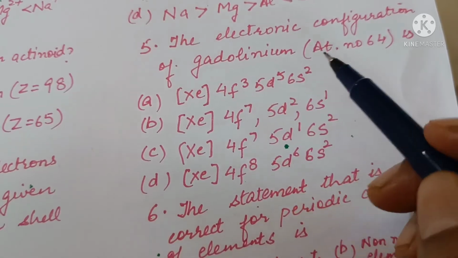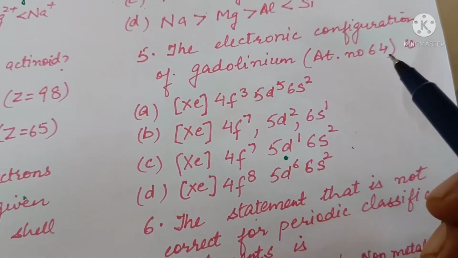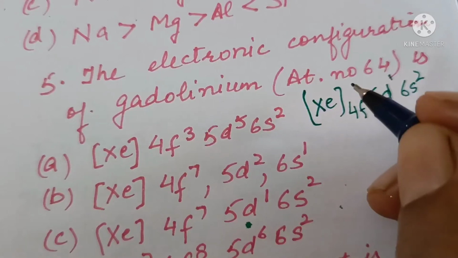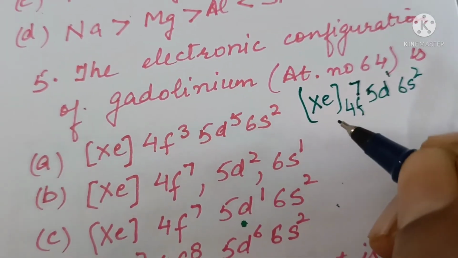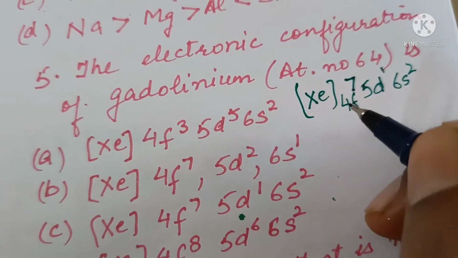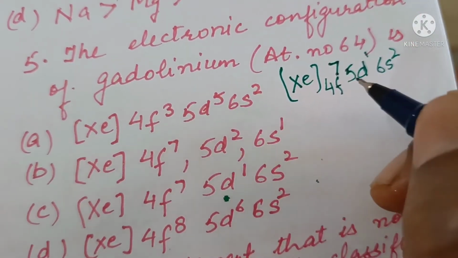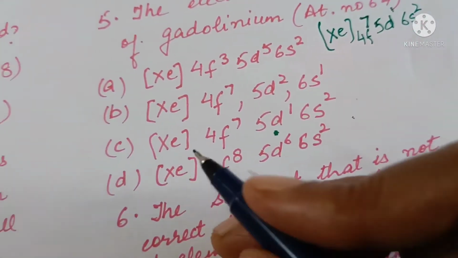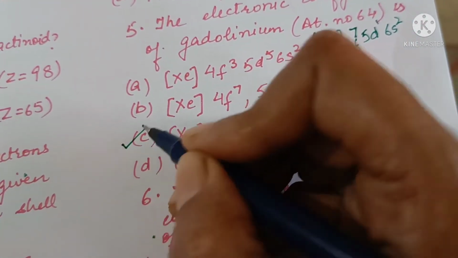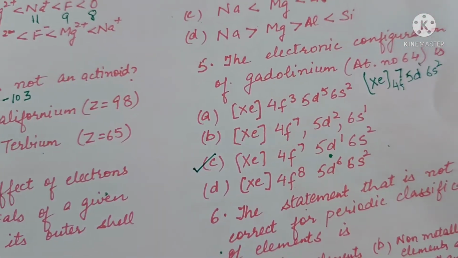Electronic configuration of gadolinium, atomic number 64, is as follows. So this should be the configuration of gadolinium: xenon 4f7, 5d1 and 6s2. So we have this over here, so option C is the correct answer.